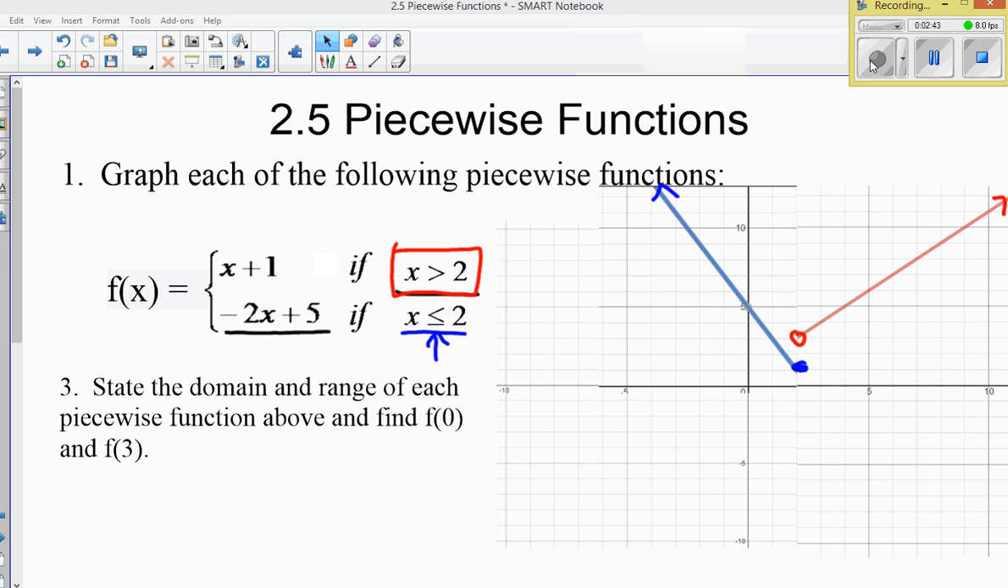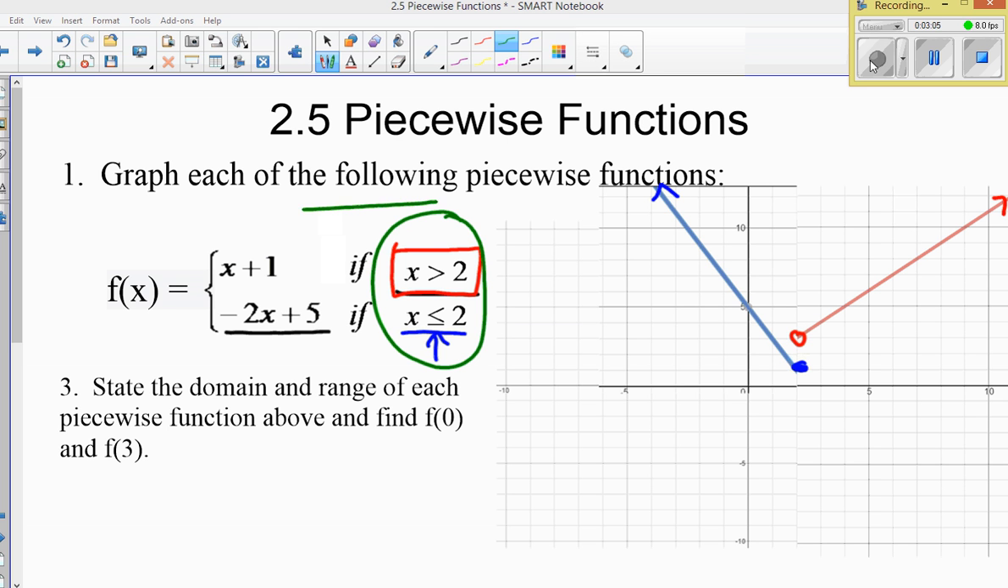Notice it passes our vertical line test, but I also often refer to piecewise functions as our kind of cut and paste functions. They're going to be cut and paste defined by these conditions on the right side. So often algebraically, when you're trying to solve for f of x, you need to work from the right to the left in order to evaluate something.